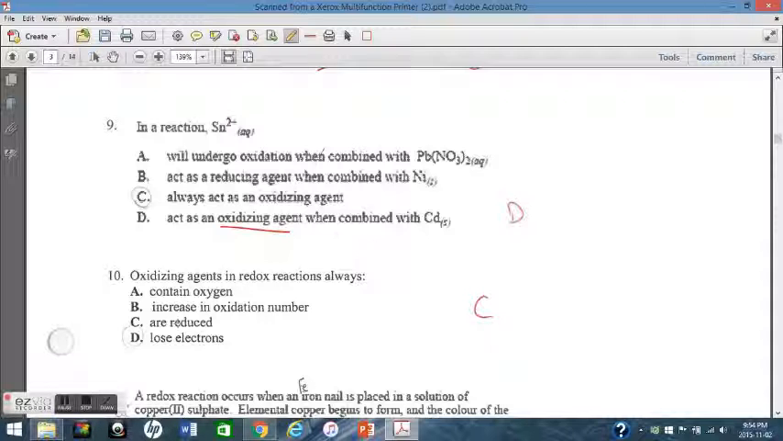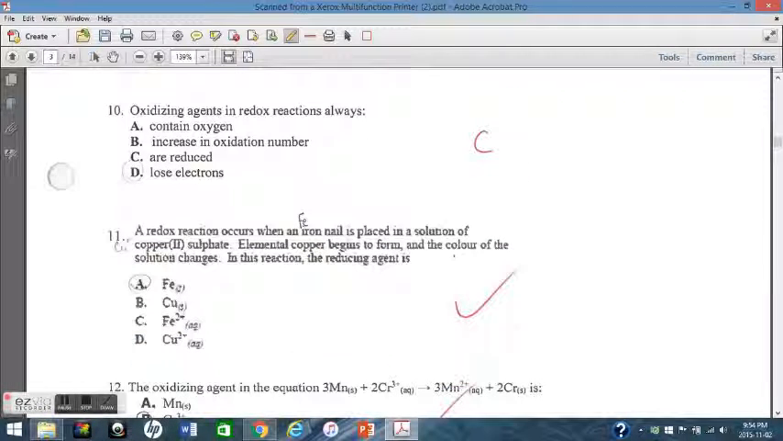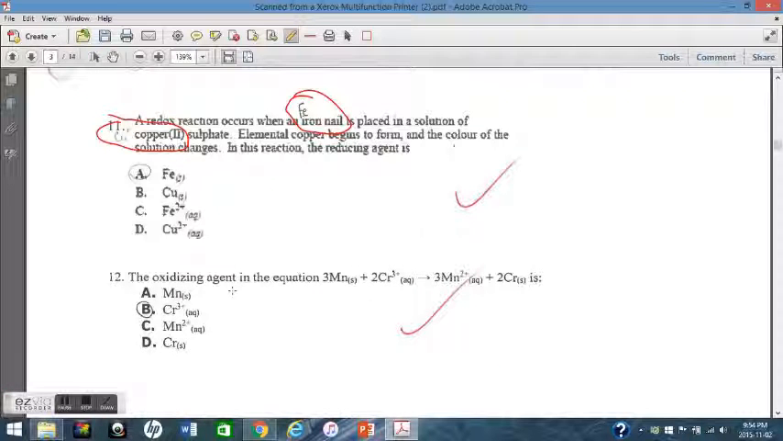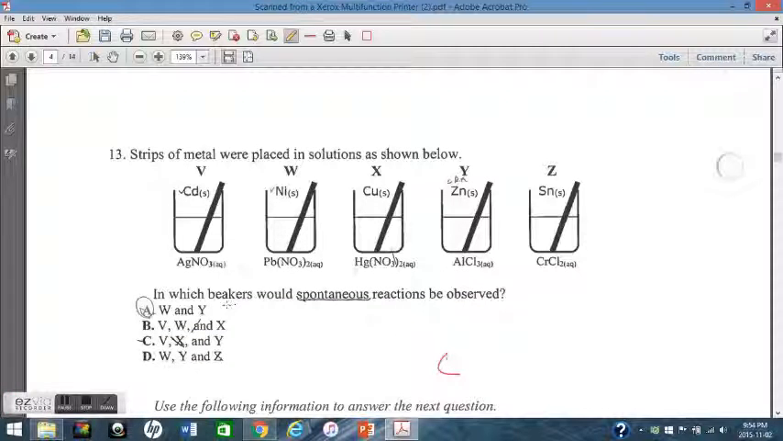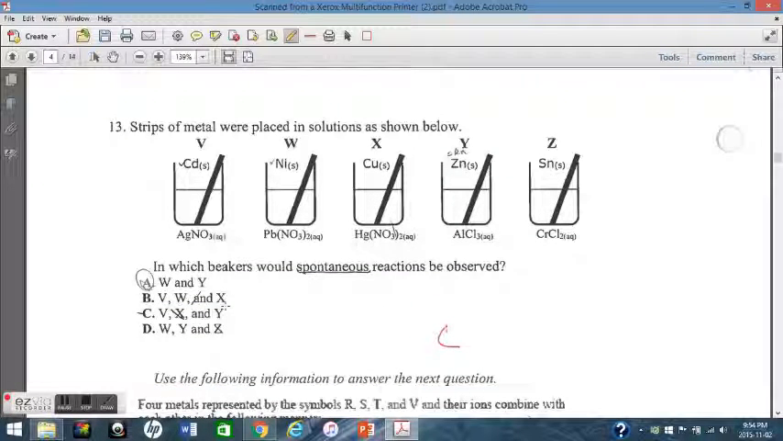Oxidizing agents in redox reactions are always reduced, which means they gain electrons and decrease in oxidation number. They definitely don't always contain oxygen, so it leaves us with C. Redox reaction occurs when an iron nail, I like the way that you're going around putting your chemical symbols in there. This one here, hard to tell in the scan. I think it does say copper 2+. Very well done with that. Okay. This one here, again, works out nicely.